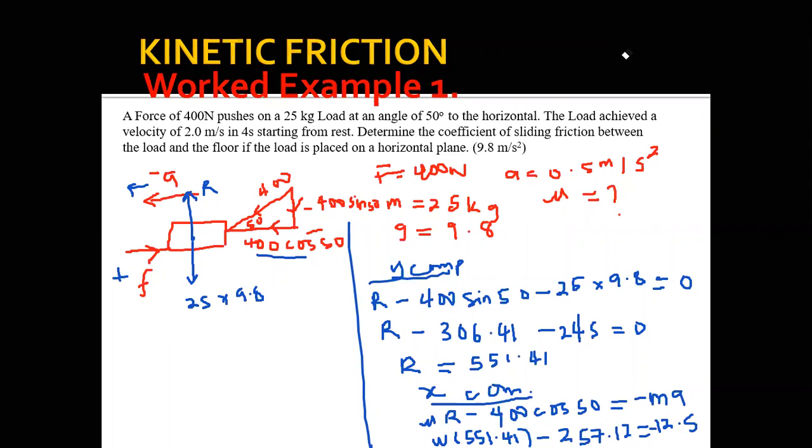Okay. So once that has been done, we're going to simplify, which means that mu will be equal to what? Mu is equal to minus 12.5, plus 257.12. Okay, then I'm going to divide through by 5, 1.41.